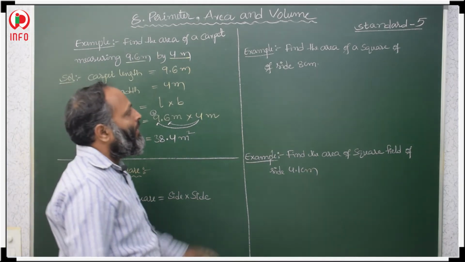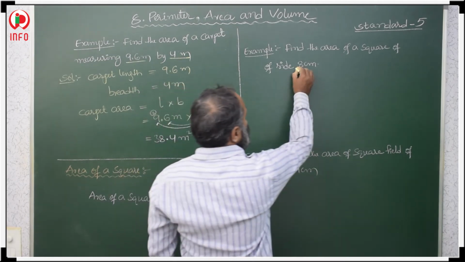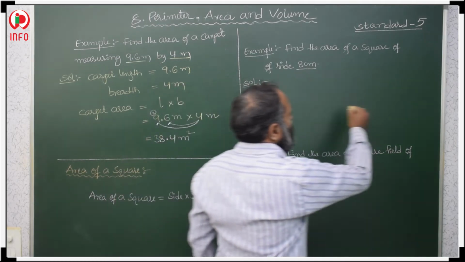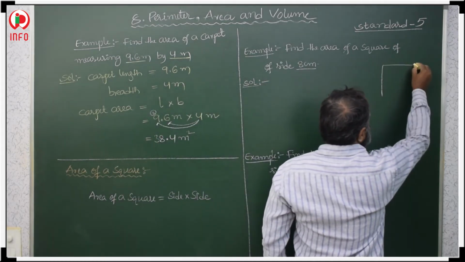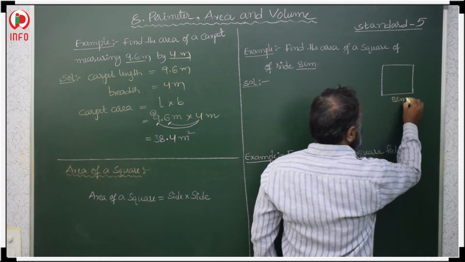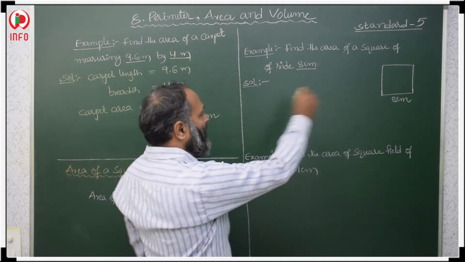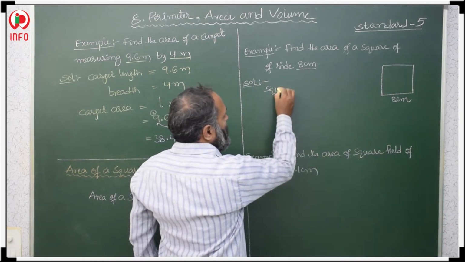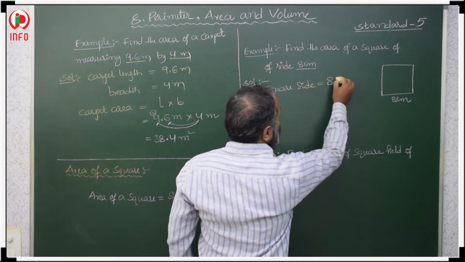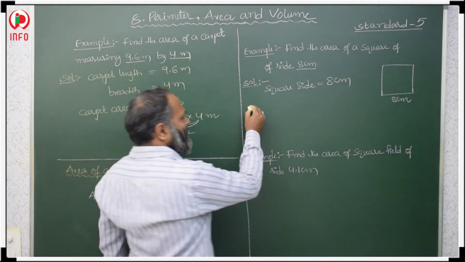Now in an example, find the area of a square whose side is 8 centimeters. A square side is given. So this is our square, and its side is given, that is 8 centimeters. If the square side is 8 centimeters, then what is the area? Square side is equal to 8 centimeters. After that, square area.